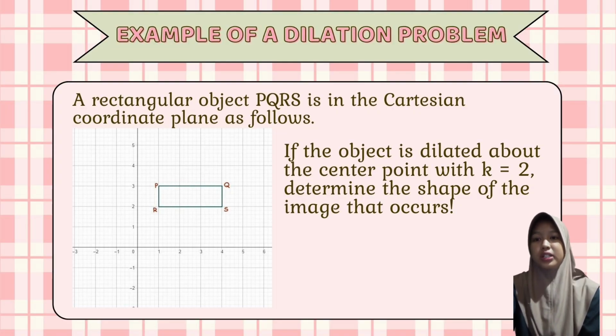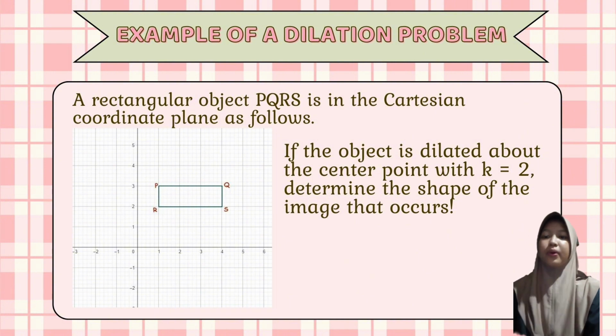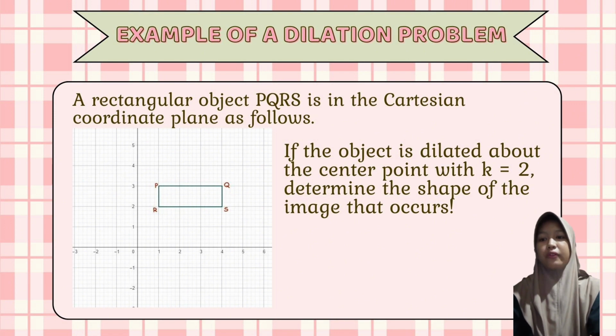Example of a dilation problem. A rectangular object PQRS is in the Cartesian coordinate plane as follows. If the object is dilated about the center point with a given k, determine the shape of the image that occurs.